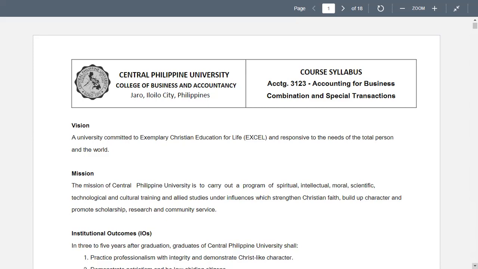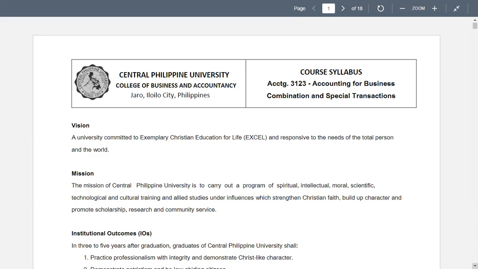Okay, now I'd like to begin with the syllabus. Actually, we have posted the syllabus for Accounting 3122 in Canvas, as well as Accounting 3123 for the 6-unit course. So you can just refer to Canvas for this. However, considering that the first part of the Accounting 3123 syllabus is still the same as the whole syllabus of the Accounting 3122 students, this time I will begin by discussing the course syllabus for business combination, and afterwards continue with special transactions.